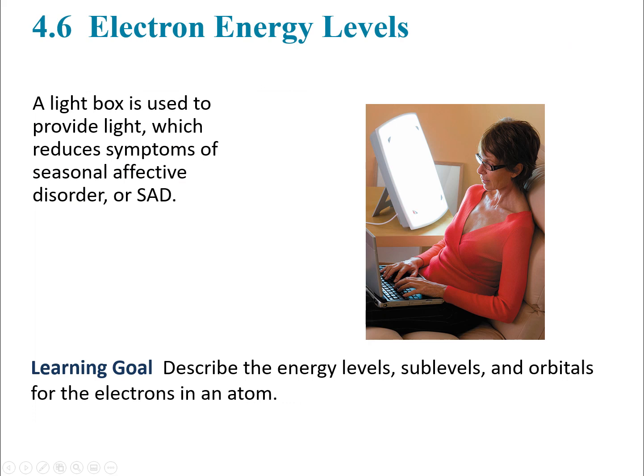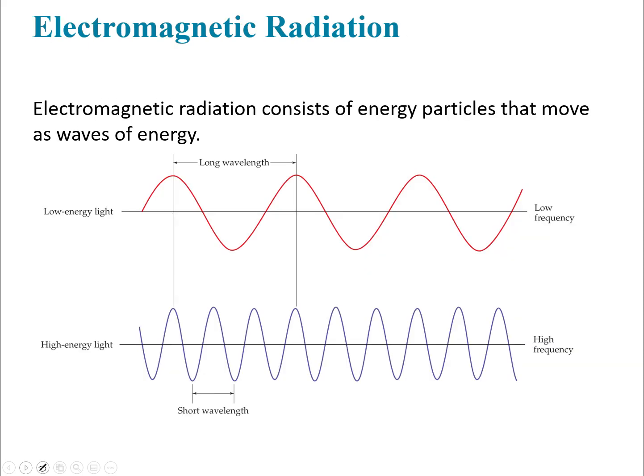The first topic we're going to cover is electron energy levels. And in order for you to understand those, we first have to talk about light as a wave. Electromagnetic radiation, aka light, consists of energy particles that move as waves of energy.